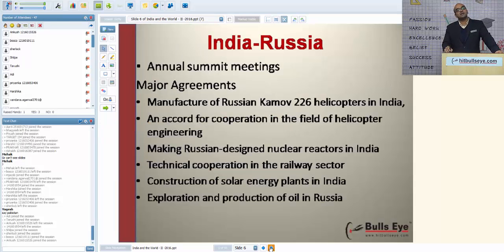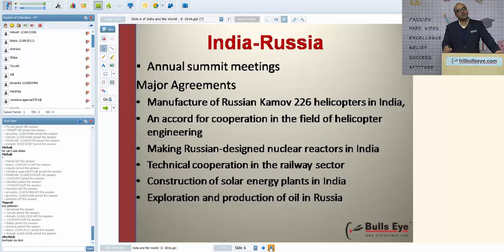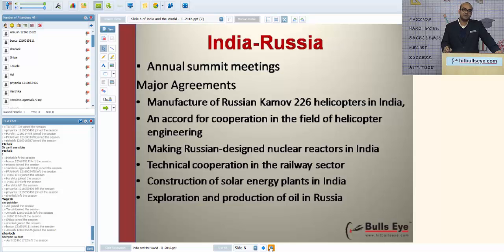Next, we talk about the relations between India and Russia. Russia is considered to be India's all-weather friend, right? This is because India and Russia have enjoyed a very, very close relationship ever since the time of our independence. We have depended heavily on Russia to supply us with modern and complex defense equipment, as well as space technologies. The relationship is so deep that we have a regular mechanism of annual summit meetings between our defense ministers, foreign ministers, as well as our heads of state, right?